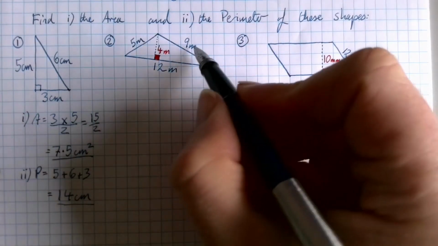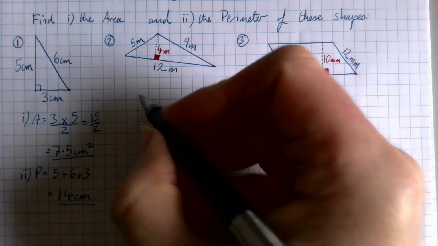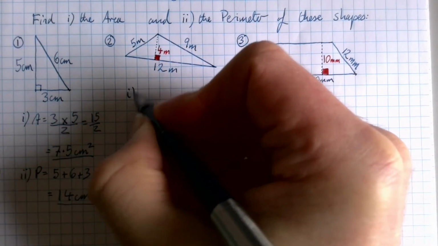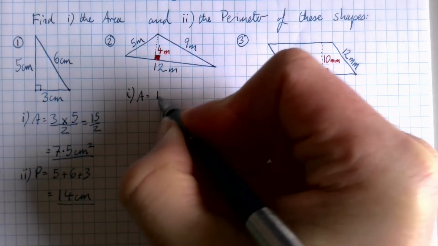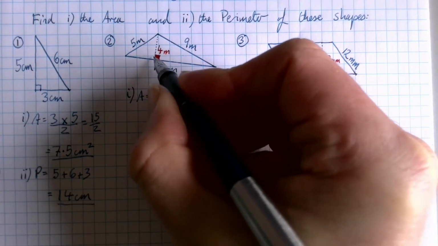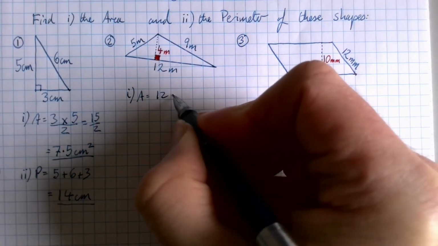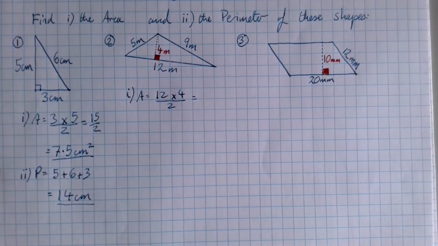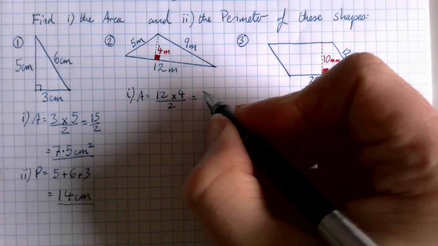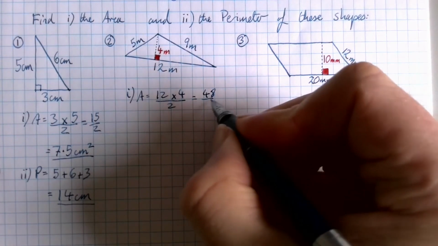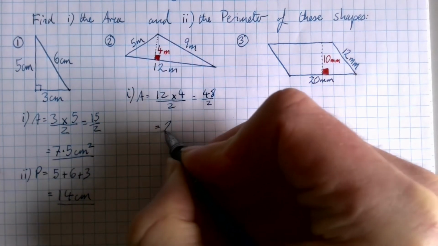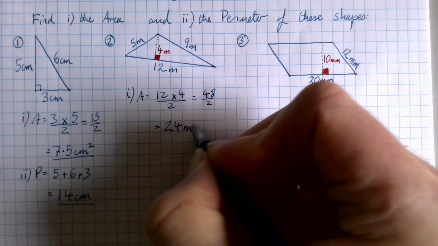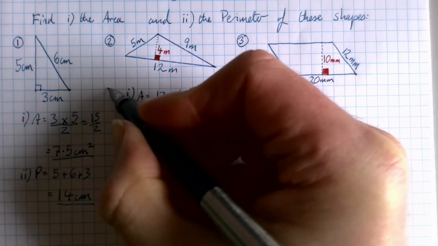Let's see what happens here. These numbers are a little bit bigger. So the area, this time, it's 12 for the base. The perpendicular height is that 4. So 12 times 4 divided by 2. So 12 fours are 48. Half of 48 is 24 meters squared.